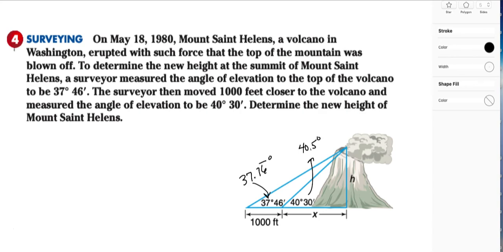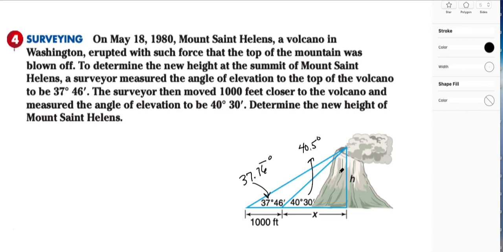What I started off with is changing these to degrees, so it's more convenient for us to use in our calculator. I took 46 divided by 60 and got 0.7666 repeating, so that's not 76 degrees, but 37.7666 repeating degrees. And this is just 30 over 60, which is 0.5, so we have 40.5 degrees. All right, done. Now we've got to figure out how to set up this situation.